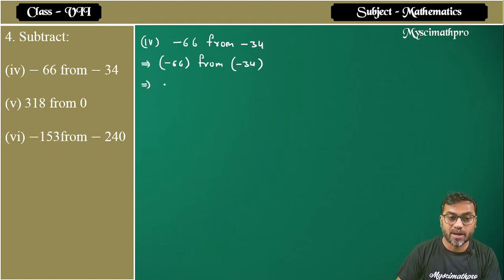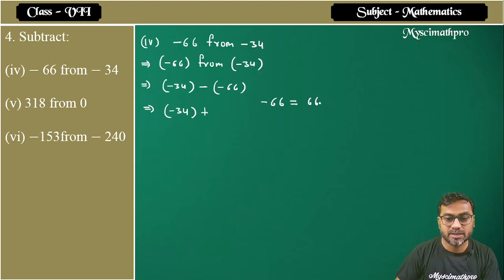Then according to method, we write minus 34, put the minus sign, and then we write minus 66. According to method, we write minus 34 as it is. In the place of minus sign, we put the plus, and we have to write the additive inverse of minus 66, which is plus 66. So here we write 66.